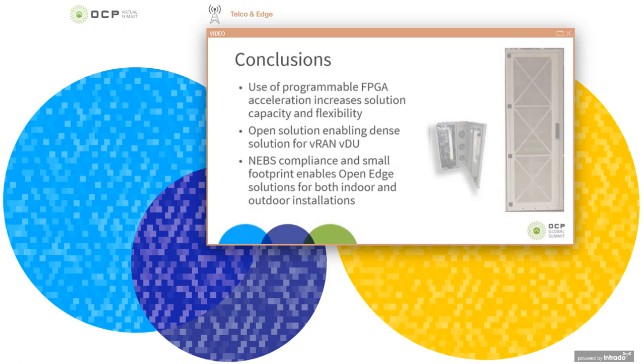As a summary and conclusions of the use cases presented here in this presentation, we can say that the use of programmable FPGA acceleration increases solution capacity and flexibility. The open solution enables extremely dense solutions for vRAN, and the NEPS compliance and small footprint enables Open Edge solutions for both indoor and outdoor deployments. On the right side, you can see examples of Nokia current indoor and outdoor cabinets.